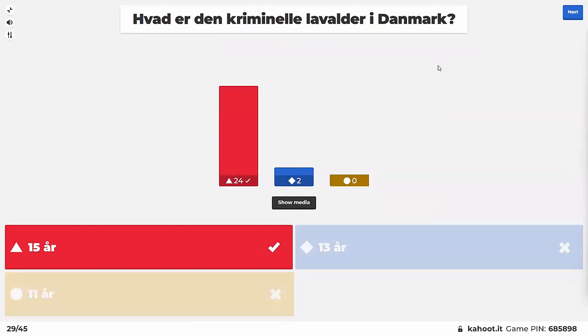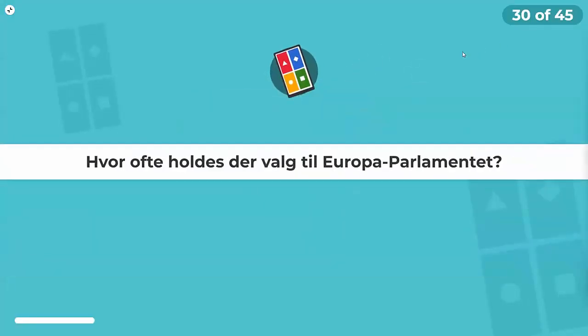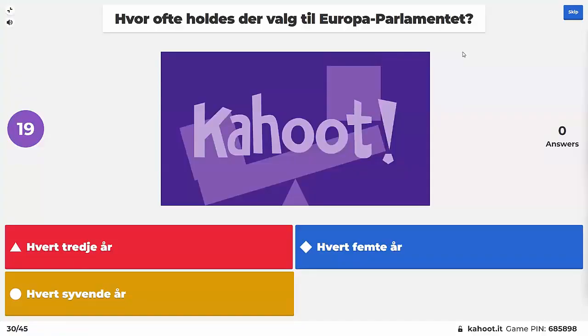Only 2 people got this wrong. Now you know it's 15 years. Next one. Okay, so Cahus is holding that spot. So Hal is just right behind him, waiting for him to make a mistake. Phyllis is holding that number 3 spot real tight. Dundio seems to be winning the battle for the number 4 spot. And NBA is at number 5. Ricardo is making a comeback yet again, 3 in a row, and he's on fire. Oh my! He's on fire! All right, next one. This is super competitive.